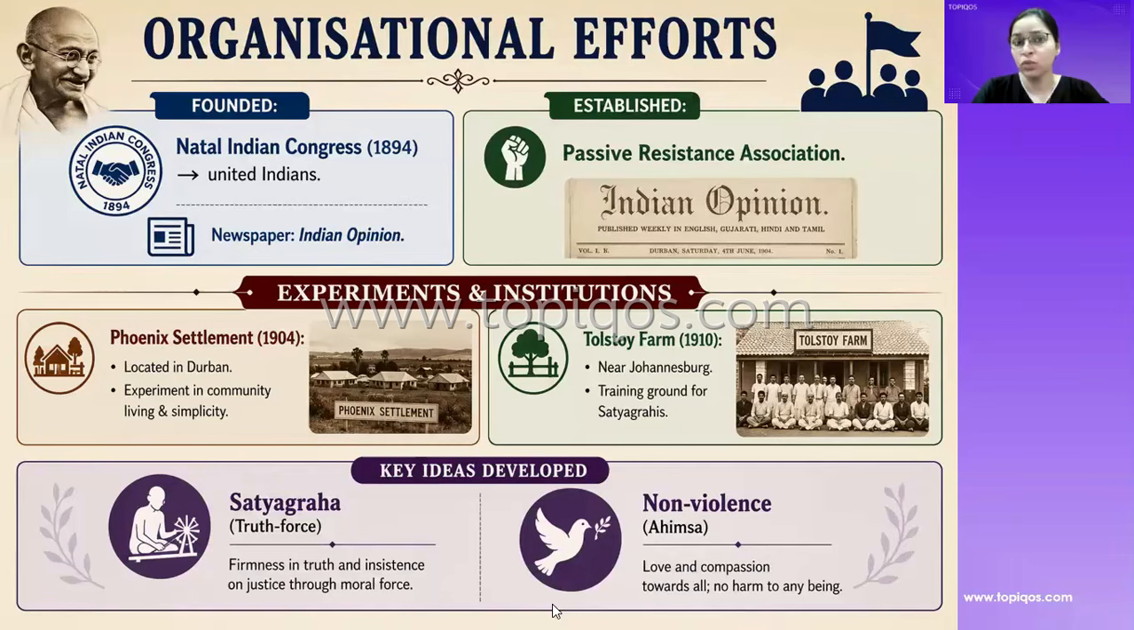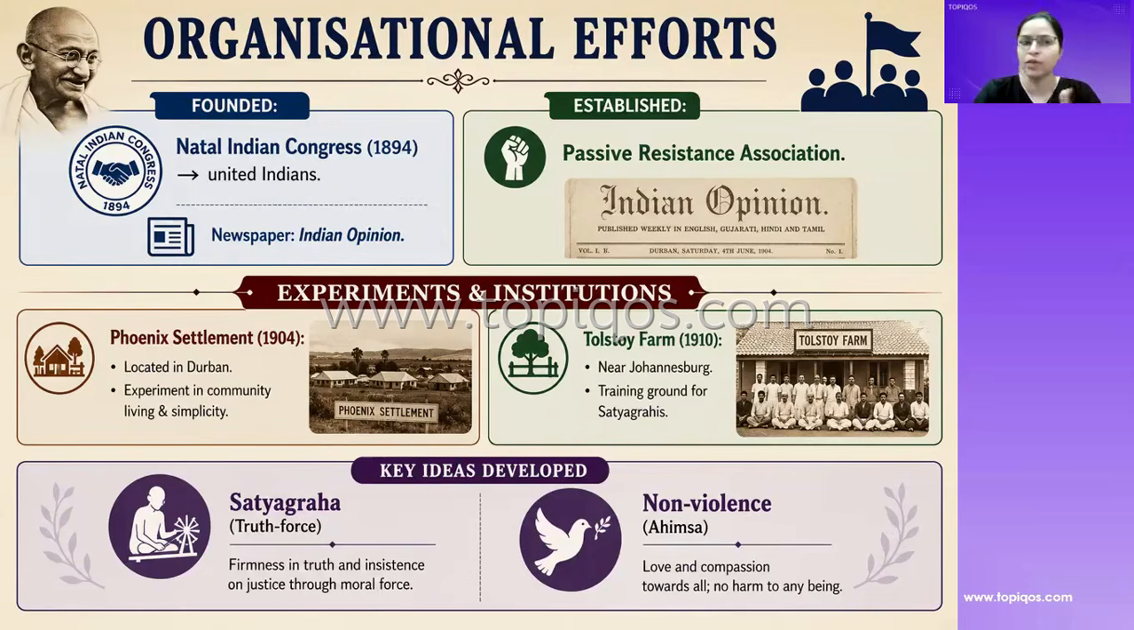So here in South Africa, Gandhi decided that we need to fight against this injustice, okay? And he established important organizations in South Africa. He started important newspapers. So let us try to understand this, okay? Now, the very first organization which he established in South Africa to unite the Indians against the discrimination that was prevalent in South Africa was Natal Indian Congress.